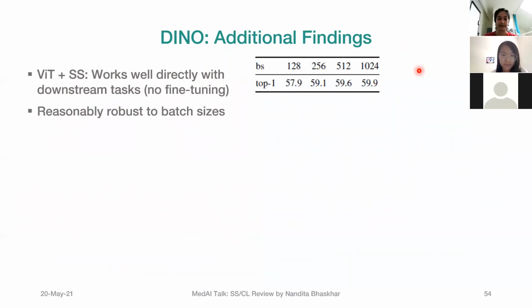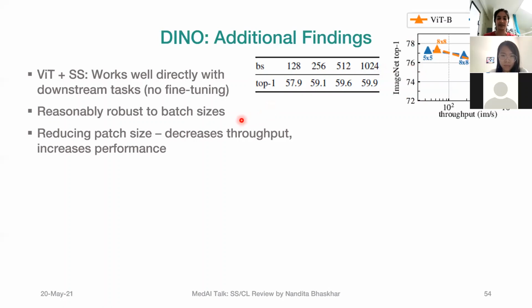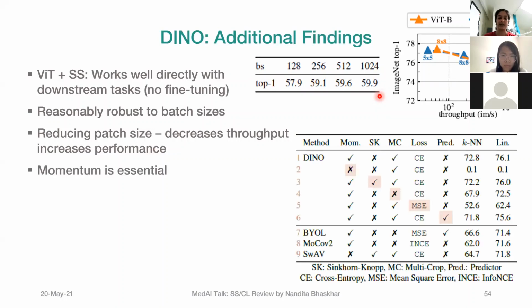Okay, so I think the takeaways are that vision transformer plus self-supervision works really well on downstream tasks without any fine-tuning, and it's pretty robust to batch sizes. You can see between 128 and 1024, you do not have too much drop in performance. And the patch size is actually pretty important, where 8x8 performs much better than 16x16, but the throughput drastically reduces if that's the case.